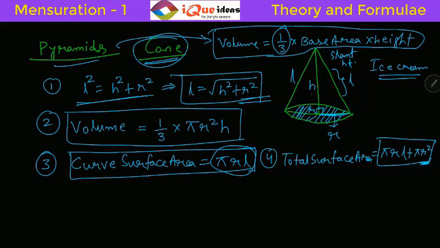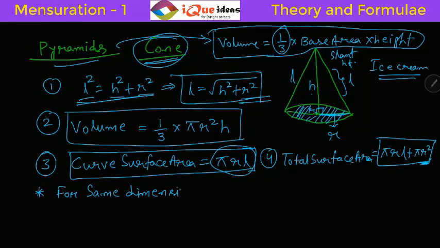One formula, that is a relation between L, H, R, slant height, height and radius. Volume is 1 by 3 pi r square h. Now remember, pi r square h was the formula for cylinder. Okay, whereas the volume formula is 1 by 3 of pi r square h. So both of them can be memorized together. So in fact, there is one important relation that comes up for same dimensions.